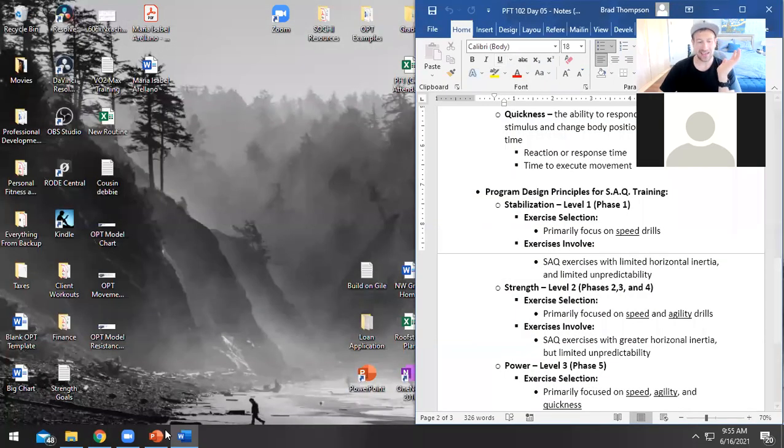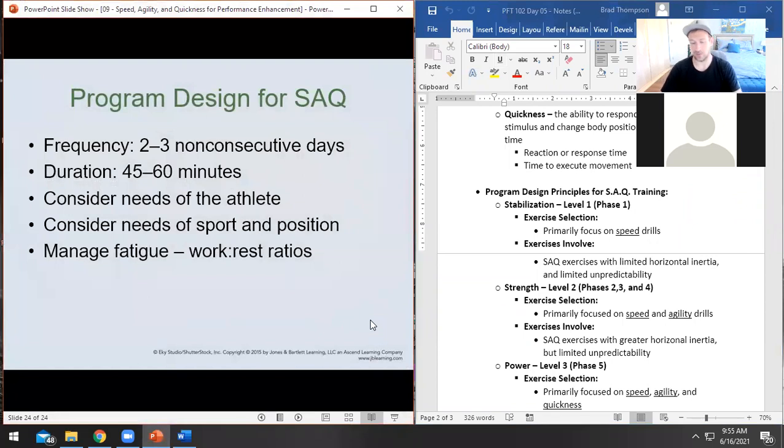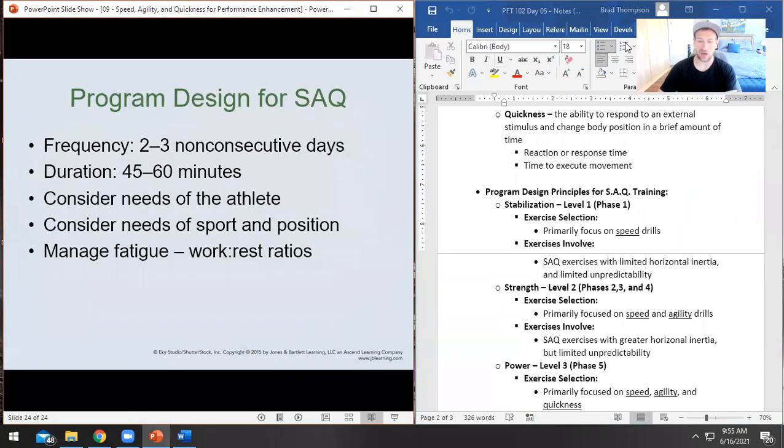Anyway, so that is speed and agility and quickness. We're putting them all together, right? All right, so let's go ahead and take a look at our program design stuff.